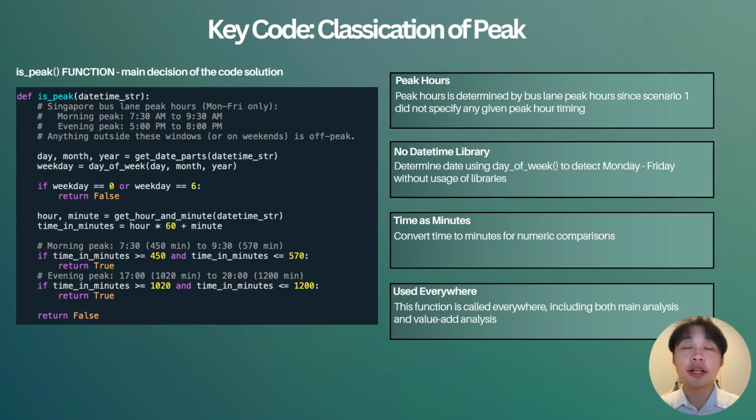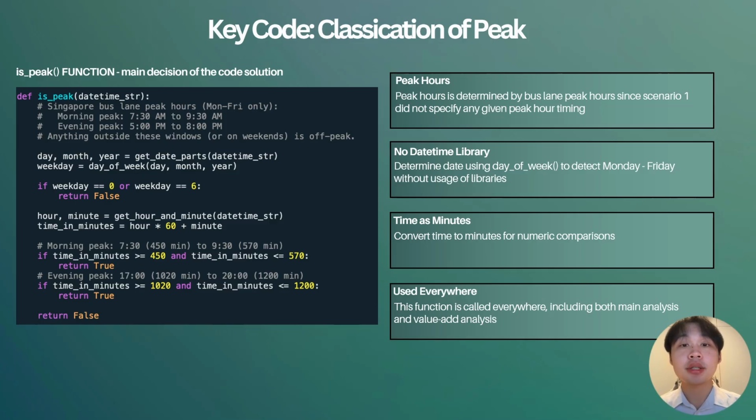The most important function in the entire program is the isPeak function I created. I determined the peak hours for the program based on bus-lane peak hours timing in Singapore, since scenario 1 did not give any specific peak hour timing. This function takes a datetime string from the CSV and returns true if the trip happened during peak hours, or false if it was off-peak.